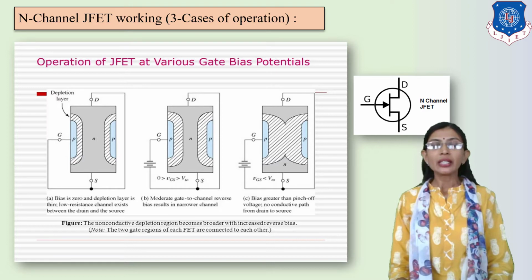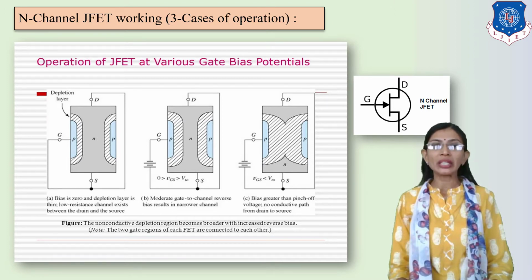We have three terminals. Again, I am repeating the terminal names: drain, gate and source. The input is applied to the gate terminal, which is the reverse bias VGS battery. As per case 1, VGS equal to 0, case 2, small reverse bias and case 3, large reverse bias. Accordingly, the depletion layer width will increase and the channel width will decrease. When the channel width decreases to 0, ID becomes 0.